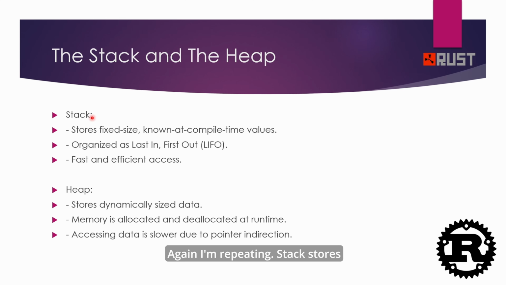Again, I am repeating: stack stores fixed size data known at compile time, organized as last in first out, with fast and efficient access. Heap stores dynamically sized data, memory is allocated and deallocated at runtime. Accessing data is slower due to pointer indirection. Now open up your code editor and start coding.